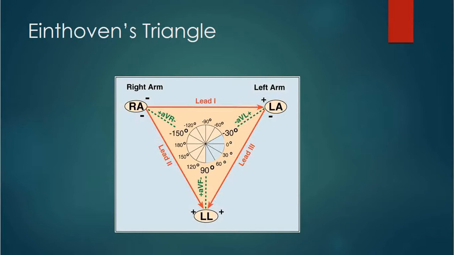But you need to understand that the normal direction of travel in electricity is from negative to positive. So the energy should be flowing from negative to positive. You can see from RA in the upper left hand corner, to LL in the center there. It should be going from negative to positive at an axis of between -30 and +90 degrees. If you see that, that is usually indicative of a normal conduction system.